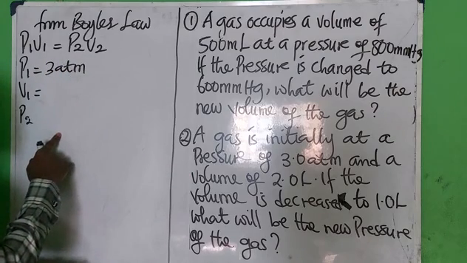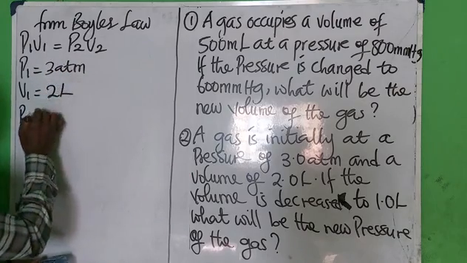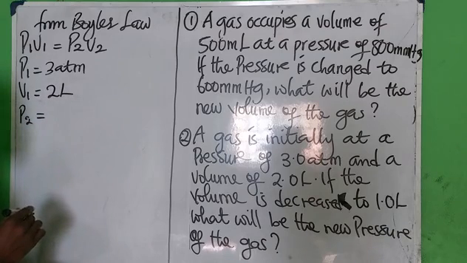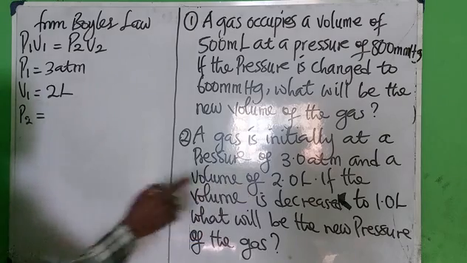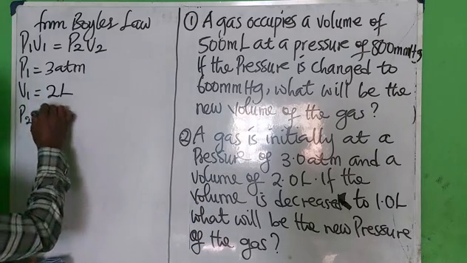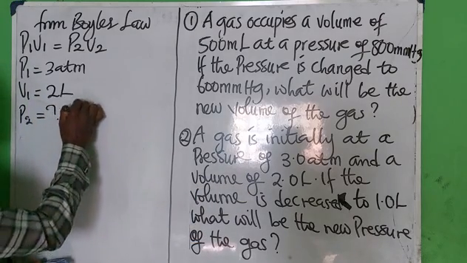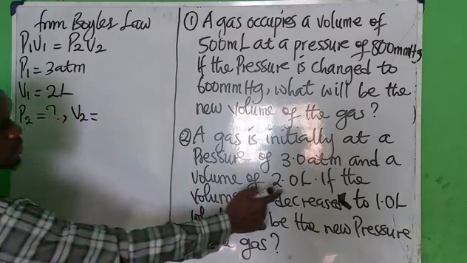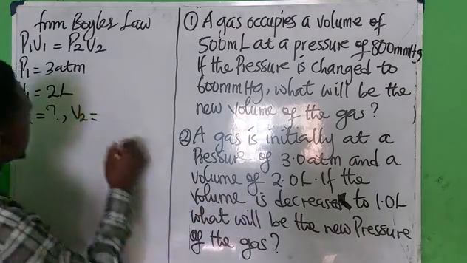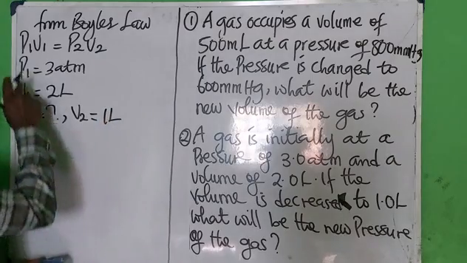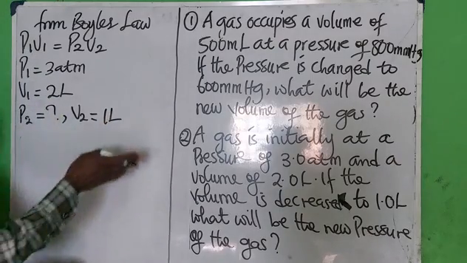So P1 from the question is 3, which is 3 atm. V1 from the question is 2 liter. P2 wasn't given, so we are looking for P2. Then it means that V2 is 1 liter. So this one is even simpler than the first one I solved.